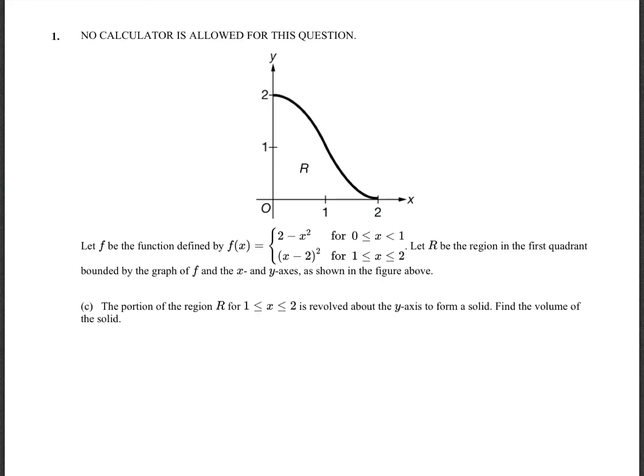Okay, part C, they say the portion of the region R between 1 and 2 is revolved around the y-axis to form a solid. Find the volume of the solid. Okay, so now they're not talking about the whole thing. They're just talking about when x is between 1 and 2. And they're talking about this region here. This region here. So that's the region that's getting revolved around the y-axis.